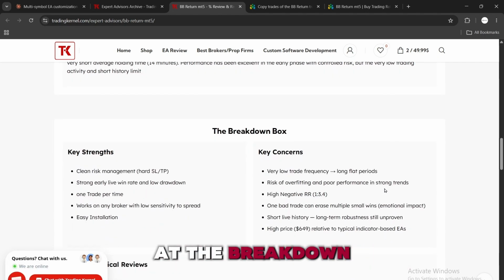So let's look at the breakdown box. Let's look at some of the key strengths and key concerns about this expert advisor. For the key strengths, it uses a hard SL and TP, which is something that you could be confident about. So in case you want to risk 2% per trade, you could be sure that you're not going to lose more than 2% per trade. It also has a strong early live win rate, as you can see here. It takes just one trade per time. It works on any broker, and it has a very low sensitivity to spread because I believe it trades during the high volatility session.